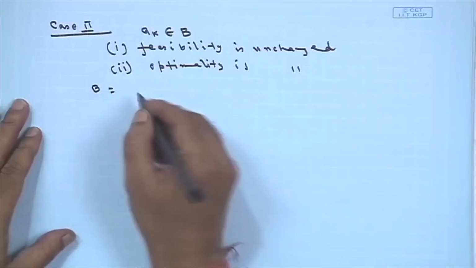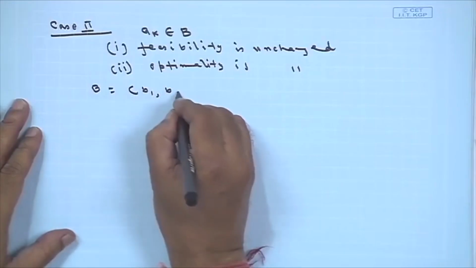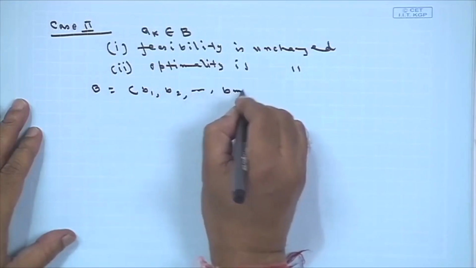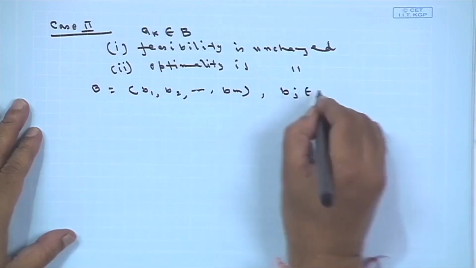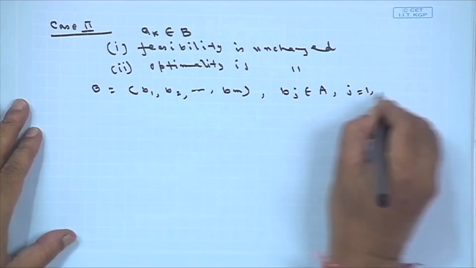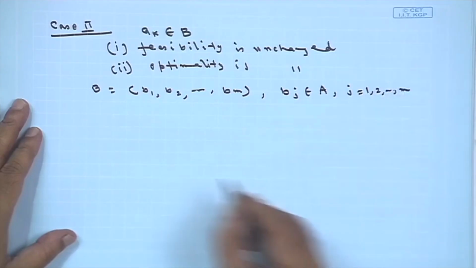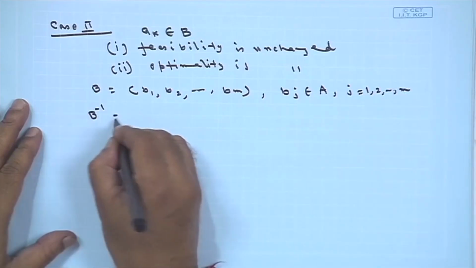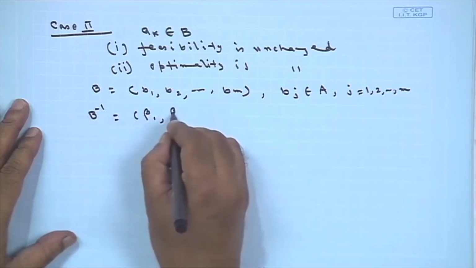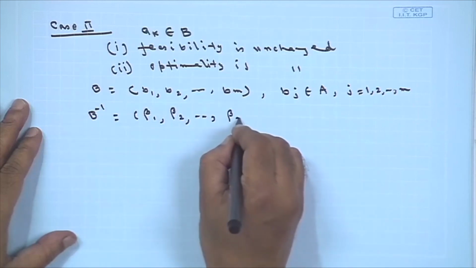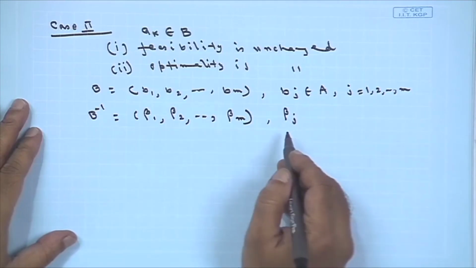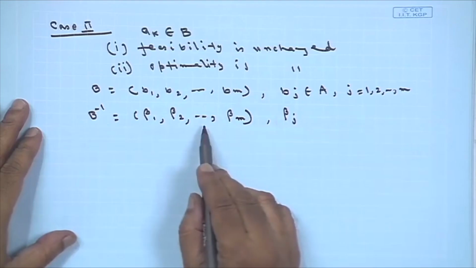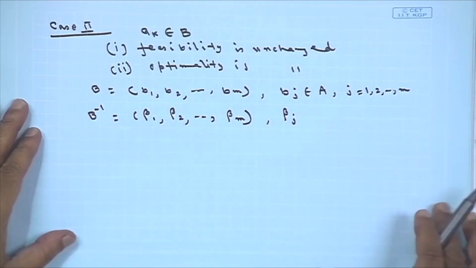So, the first case, let us come. Suppose your B is B1, B2, up to Bm, where Bj belongs to A, j equals 1 to m, and your B inverse we are assuming as beta 1, beta 2, like this way, say beta m, where beta j is nothing but the jth column vector of B inverse.